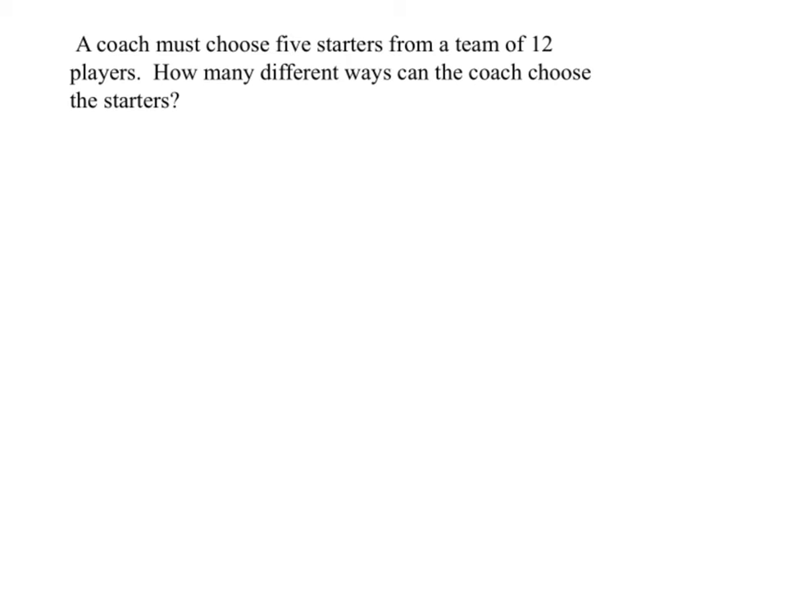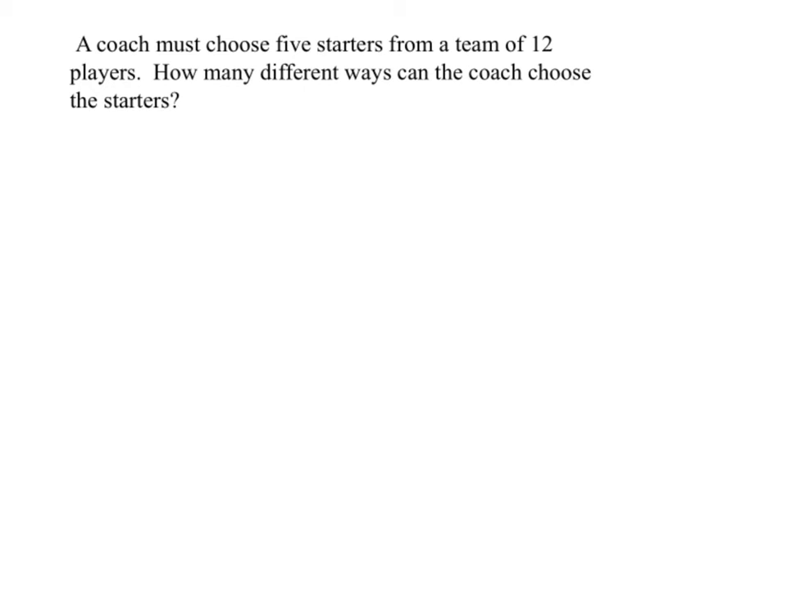Next example. A coach must choose 5 starters from a team of 12 players. How many different ways can the coach choose the starters? So what I'm really going to ask myself here is, do I need the counting principle, combinations, or permutations? So if I'm choosing 5 out of 12, to me that says either combination or permutation. Now, the next thing I ask myself is, does the order matter? And in this case, it doesn't. So I'm going to use combinations for this.